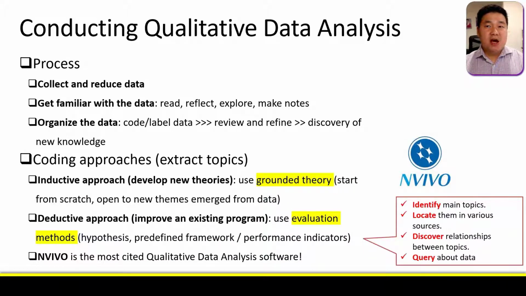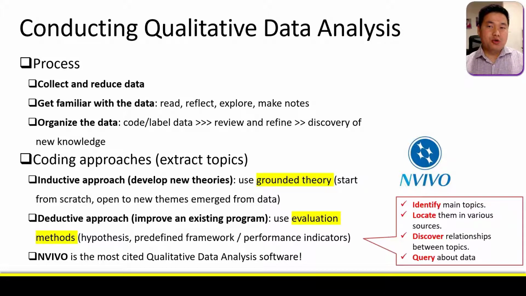Now the big question is, how do we go about coding or extracting topics from the data? There are two approaches. If your goal is to develop new theories, inductive research or grounded theory might be what you need. You start from scratch without any assumption of what topics will be found, and you are open to any topics or themes emerging from the data. On the other hand, if you're looking for ways to improve an existing program, you might have some prior knowledge of what is expected to emerge from the data. So a deductive approach might be suitable, in which you start with some hypotheses, predefined frameworks, or existing performance indicators and use them to code your data.